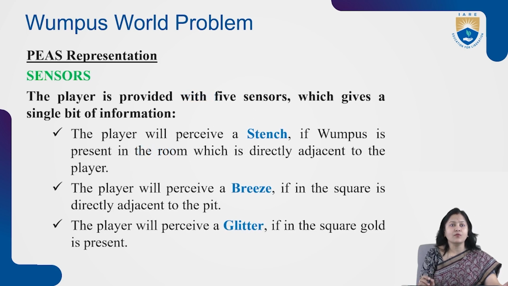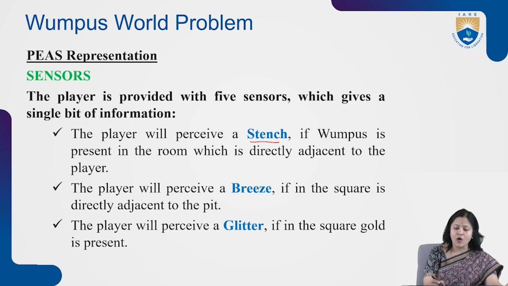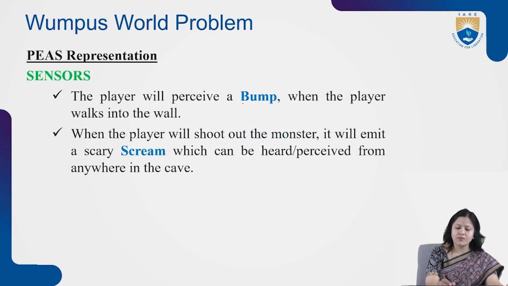Now we'll discuss the sensors. Here the person himself is the agent, the intelligent agent. He is equipped with 5 sensors. Using those sensors equipped in his body, he can sense things from the environment. He can receive or perceive things from the environment. So what can he perceive here? He can perceive the stench smell, or the breeze, or the glitter, or the bump, or the scream sound.